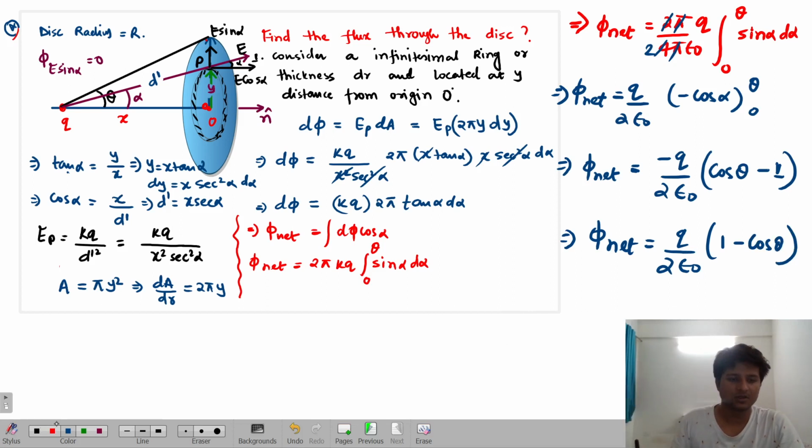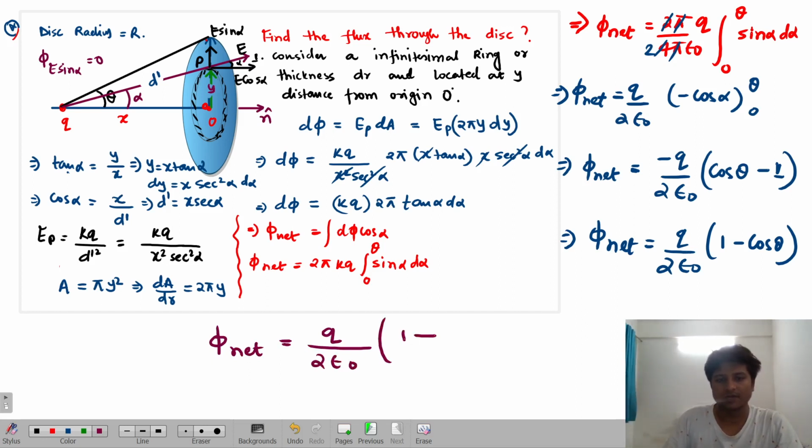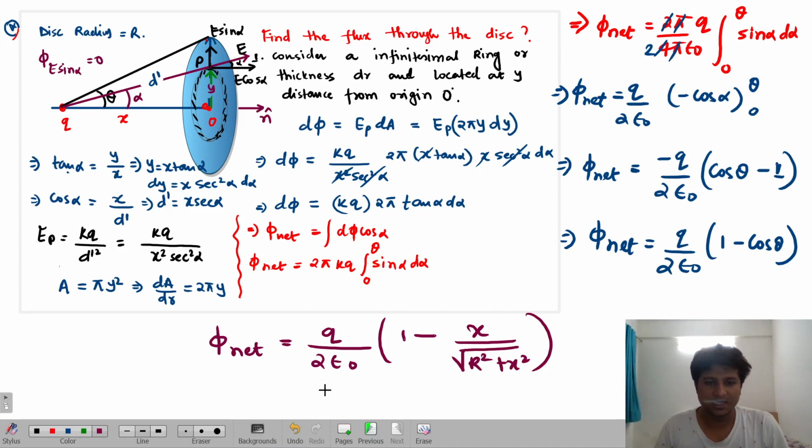Is that clear? And cos theta is what? Base by hypotenuse, isn't it? So phi net is ultimately written as q by 2 epsilon naught into 1 minus x by root under r square plus x square, which looks similar to an equation for the electric field of the disk multiplied with the charge. That's all. Is that clear?